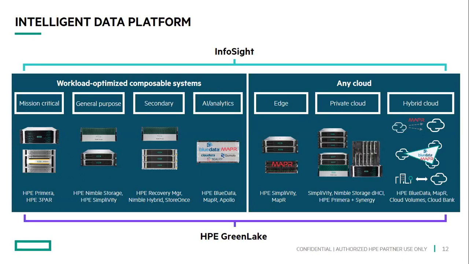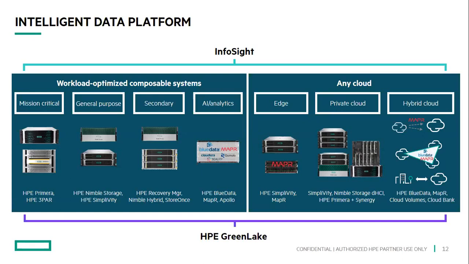So from the mission critical perspective, we have HPE 3PAR and Primera. Now 3PAR would be end of life very soon, so Primera would be the mission critical storage for that space. And for general purpose applications, we have HPE Nimble and SimpliVity. These are two different storages.